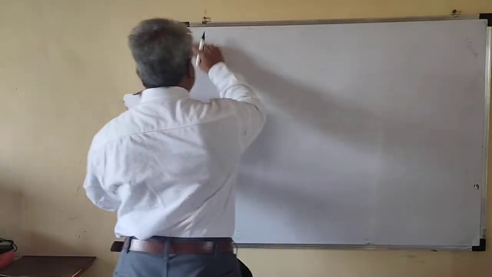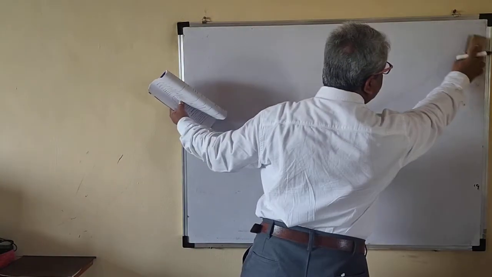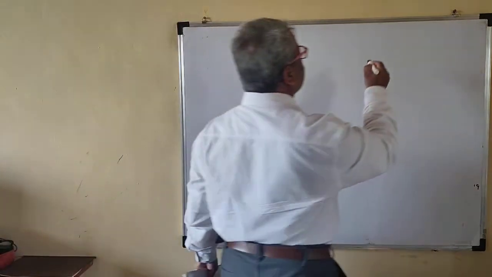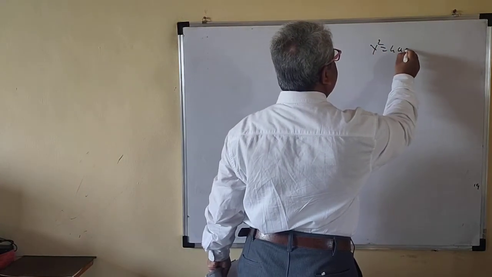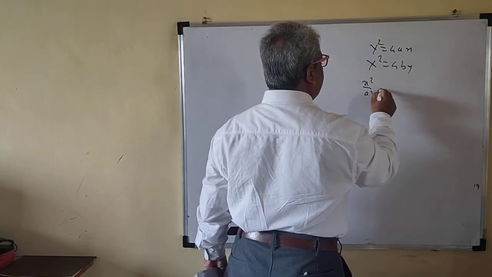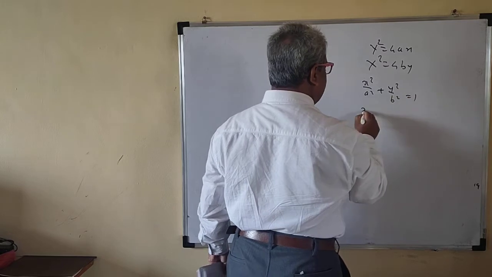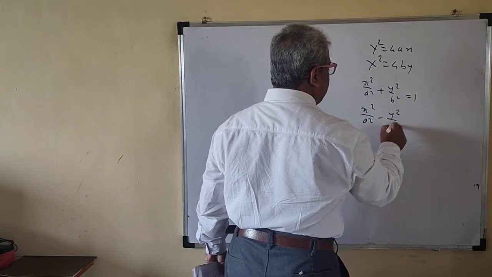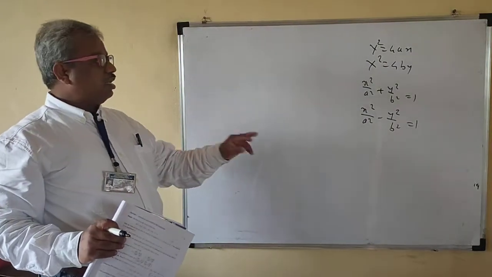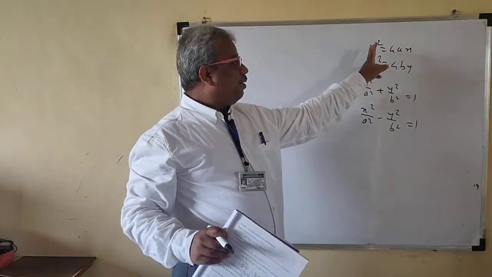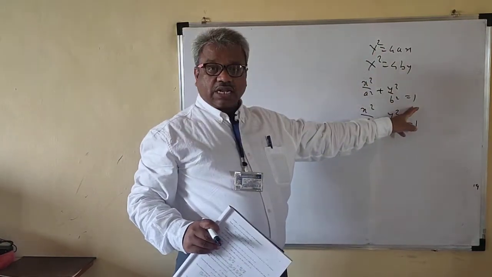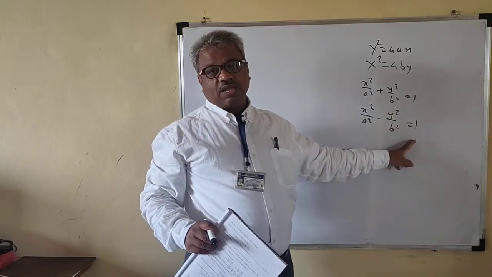Now we are interested to convert this general equation of second degree into a standard form. You know that y square is equal to 4ax or x square is equal to 4by, x square upon a square plus y square upon b square is equal to 1, x square upon a square minus y square upon b square is equal to 1. These are the standard forms of the conic. The first is the standard form of the parabola, this is the standard form of the ellipse, and this is the standard form of the hyperbola.